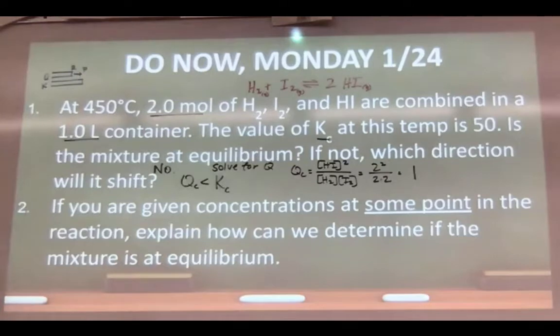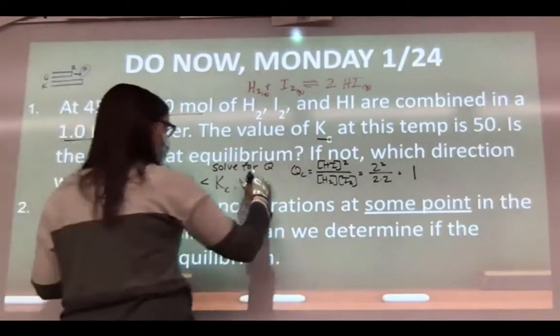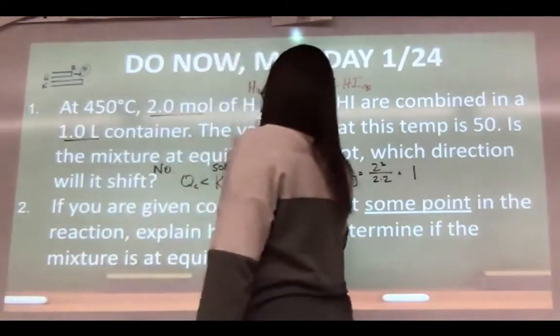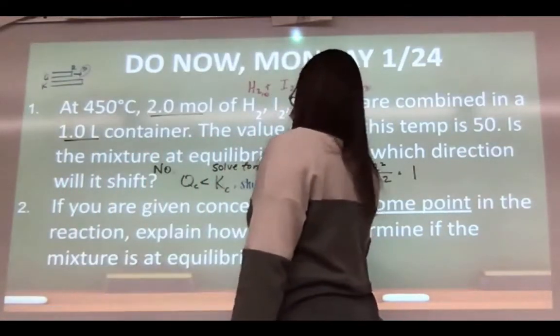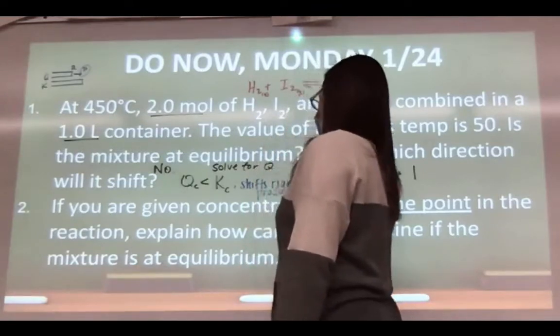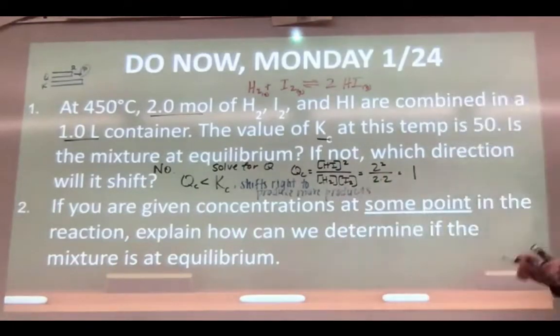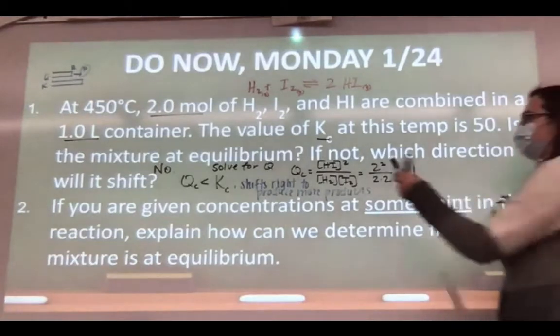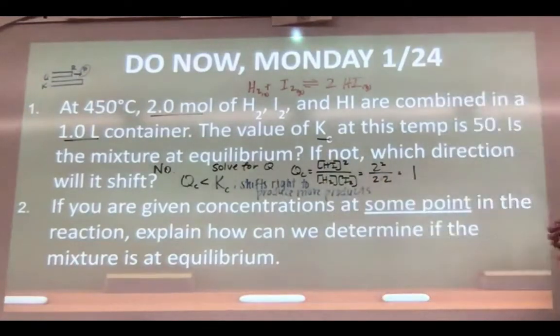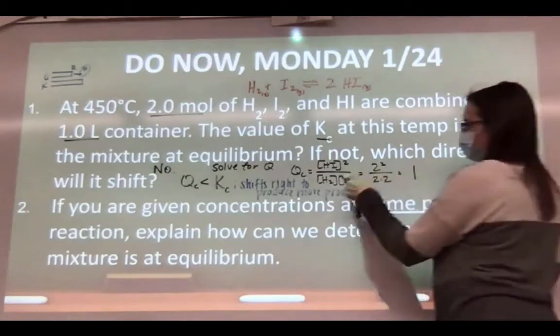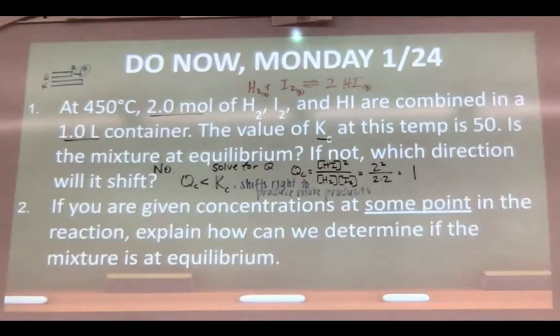This arrow tells us that reactants will produce products. When it says which direction will it shift, it wants to know, are we creating more reactants or are we creating more products? Because we're creating more products, and products are to the right of the arrow, we would say it shifts right to produce more products. Because if we produce more products, that's going to increase the number on top, and it's going to slightly decrease the number on the bottom. So that's going to increase the value of Q.